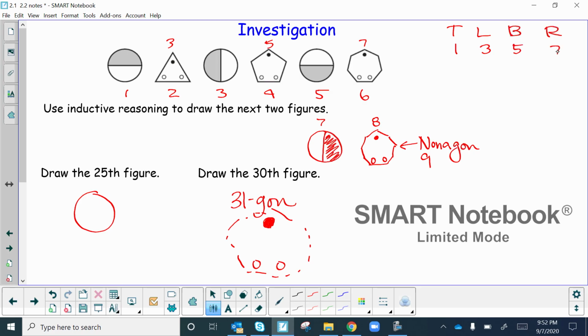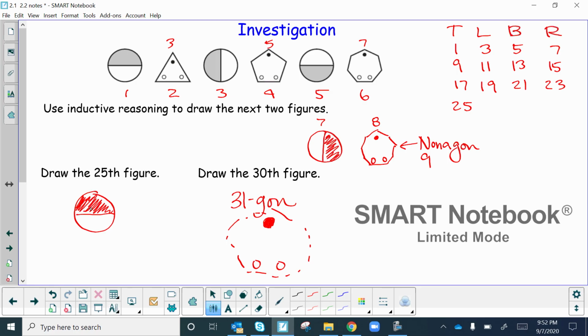Now, of course, you can just easily go to 25. So this would be 9, 11, 13, 15, 17, 19. See, it doesn't take very long to get to 25. 21, 23, 25 is going to be the top shaded. So we know that it's going to be the top shaded.